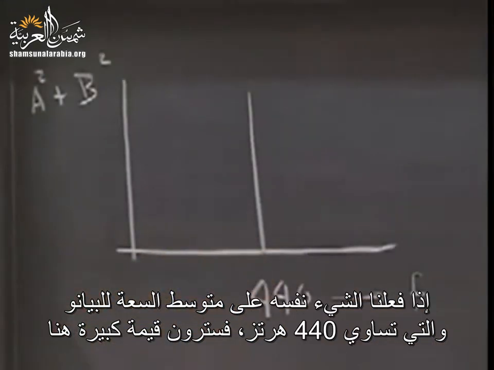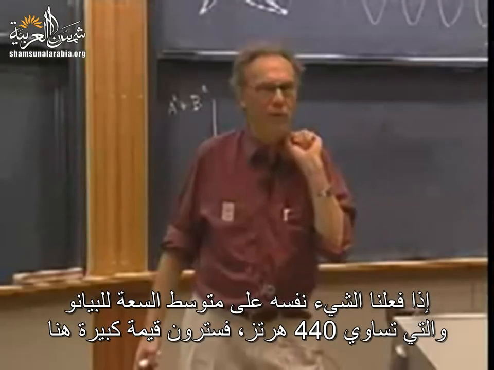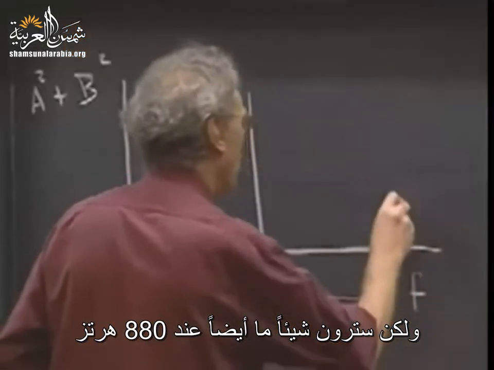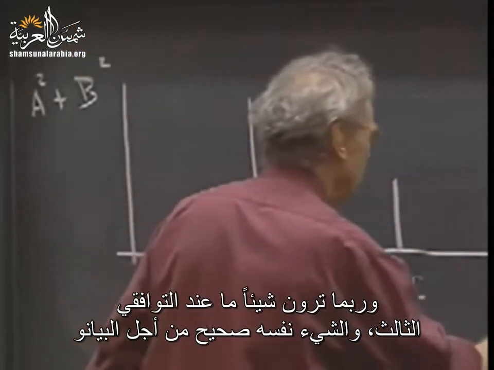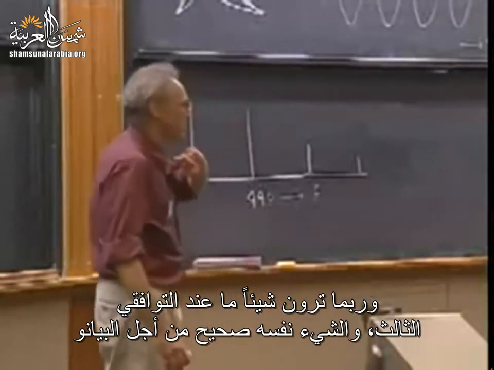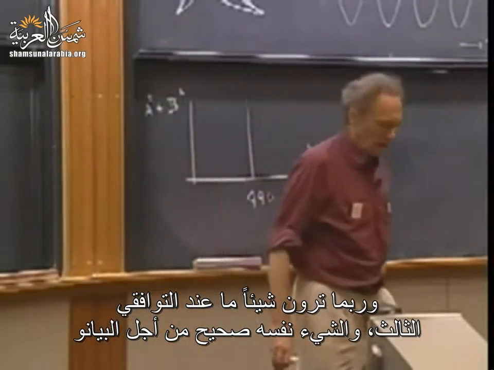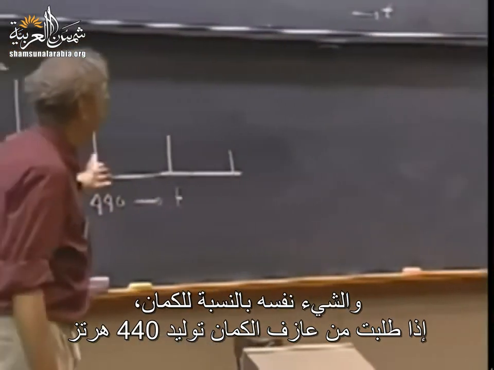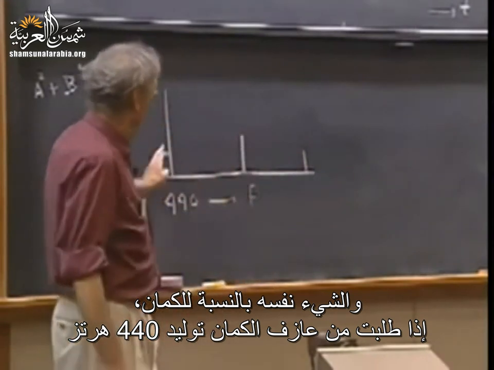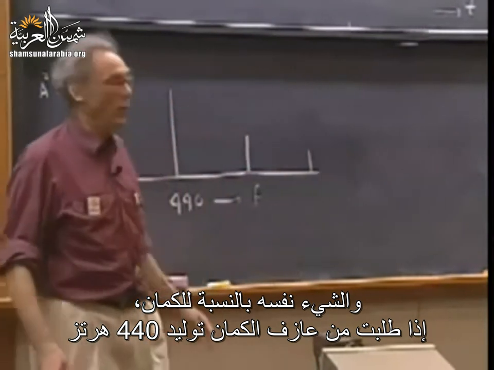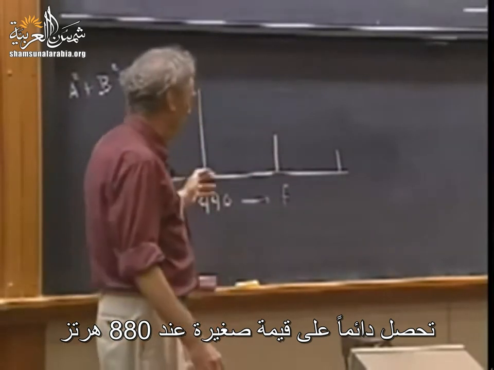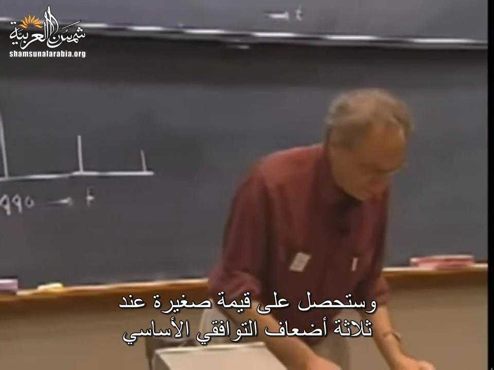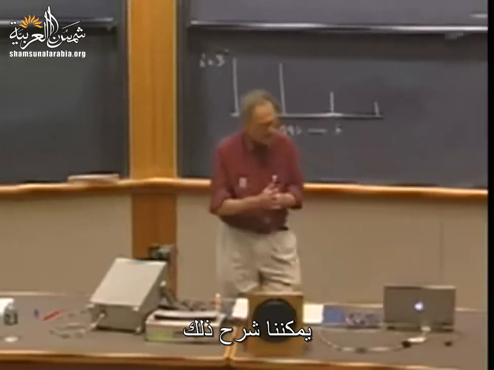If you did the same with the middle A of the piano, which is 440 hertz, you would see a big value here, but you would see also something at 880, and you may even see something at the third harmonic. And the same is true for a piano. And it is also true for a violin. If you take a violin and you ask the violinist to produce the 440, you always get a little bit more of the 880, and you get some of 3 times the fundamental. And this is something that we can demonstrate.